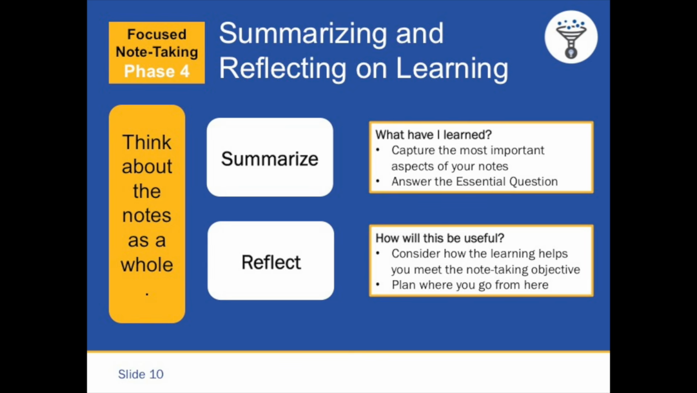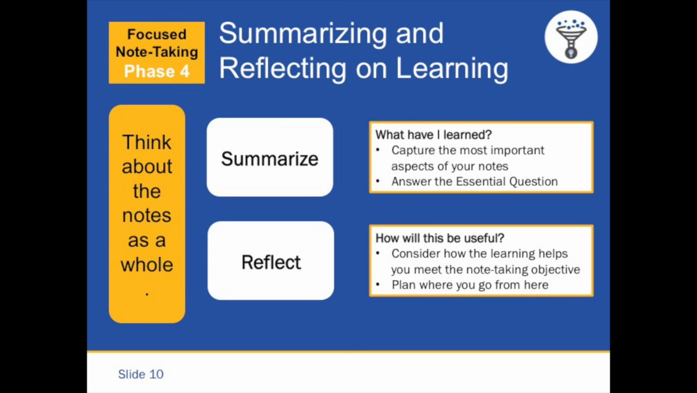Slide 10, Phase 4, Summarizing and Reflecting on Learning. In the fourth phase of focused note-taking, students summarize and reflect on the learning from the notes. Summarizing is crucial to student understanding of a source because it requires learners to sift through the information, sort out the big ideas from the less significant details, consider how the pieces all fit together, and communicate the big idea in several sentences.